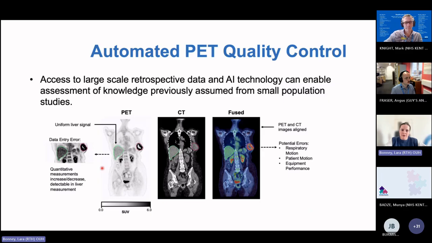And then something else we've been looking at is automated quality control. If we want to look at large-scale retrospective data, then we're probably not going to be able to look at eyes on every single case. So can we use AI technology to help us understand which of these images might have errors in? Because it's very plausible that there are some images in these data sets that have errors in. So we started this by thinking about the guidelines in PET, which recommend looking at a region in the liver, and also checking the alignment.